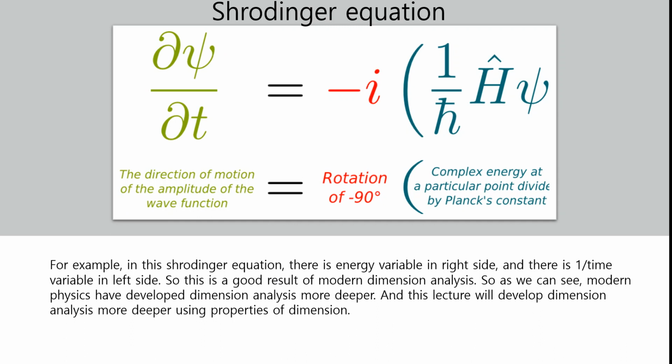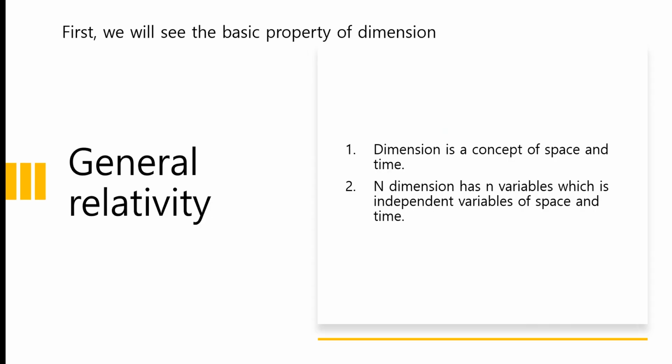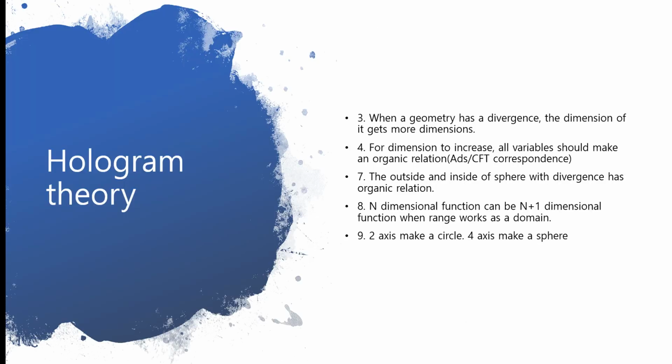So as we can see, modern physics has developed dimension analysis more deeply. And this lecture will develop dimension analysis more deeply using properties of dimension. We will see the basic property of dimension. General relativity says dimension is a concept of space and time, and n dimension has n variables, which are independent variables of space and time.